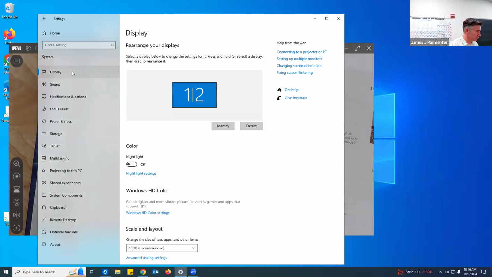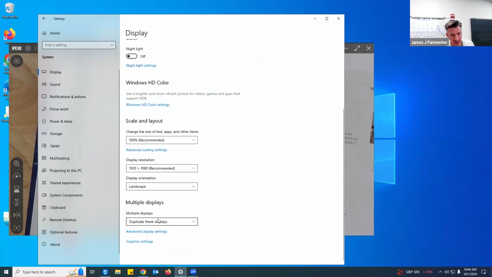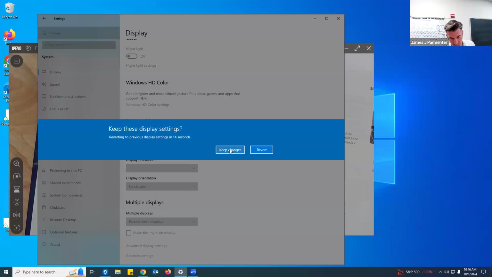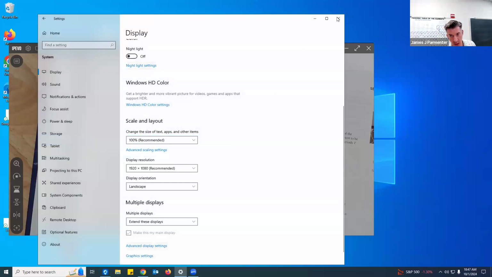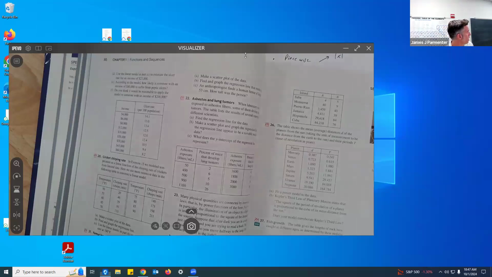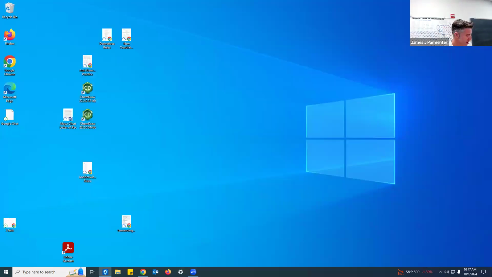You've been hearing about it. Have you looked at it? Oh, yeah. Sorry, oh my gosh, what am I doing here? I'm extending displays. Yes, okay. Keep the changes. Yes, keep the changes. Okay, you don't need to see the book anymore.